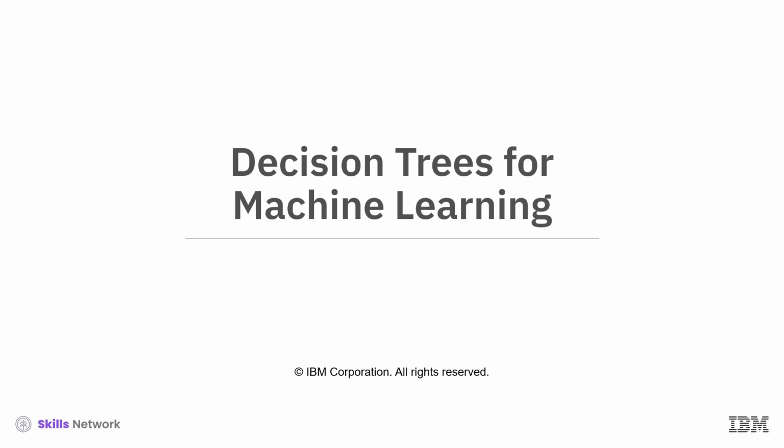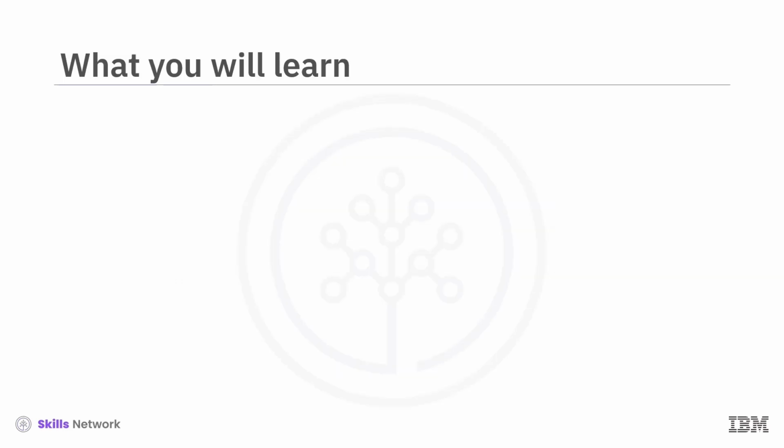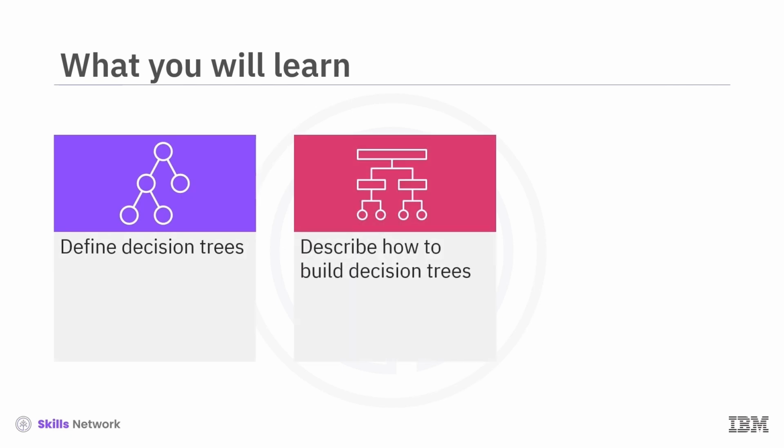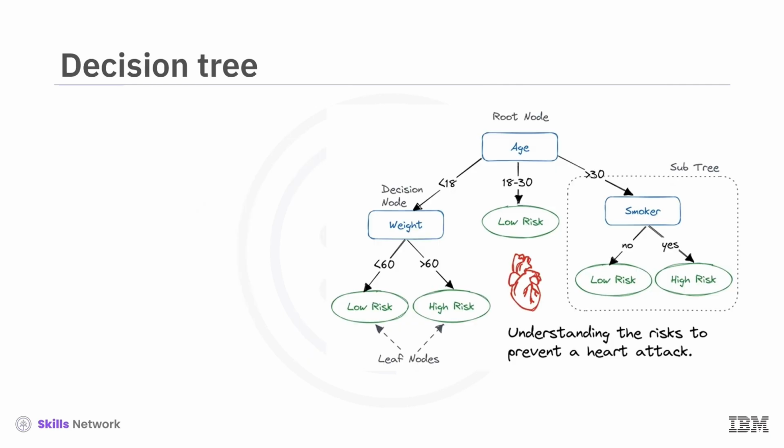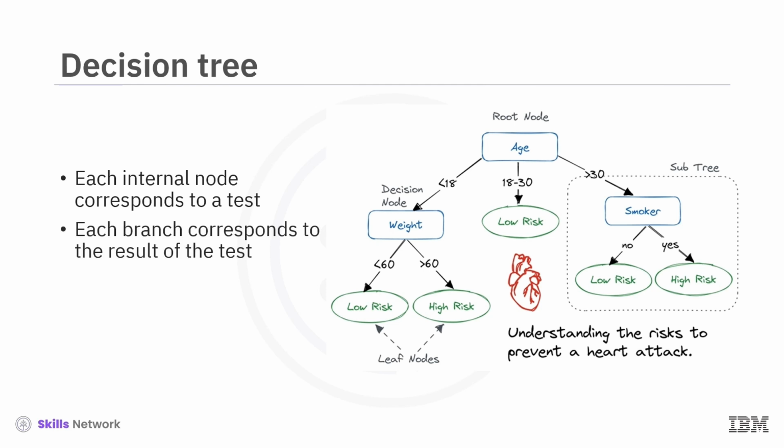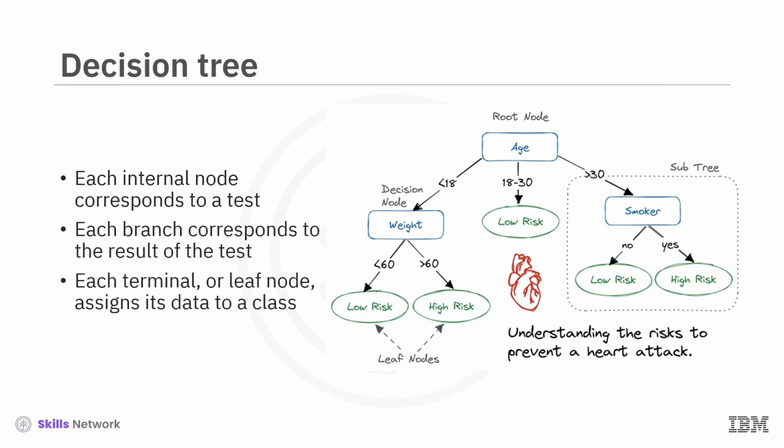Welcome to Decision Trees for Machine Learning. After watching this video, you will be able to define decision trees, describe how to build decision trees, and explain how decision trees learn. A decision tree is an algorithm that can be visualized as a flowchart for classifying data points. In a decision tree, each internal node corresponds to a test, each branch corresponds to the result of the test, and each terminal or leaf node assigns its data to a class.